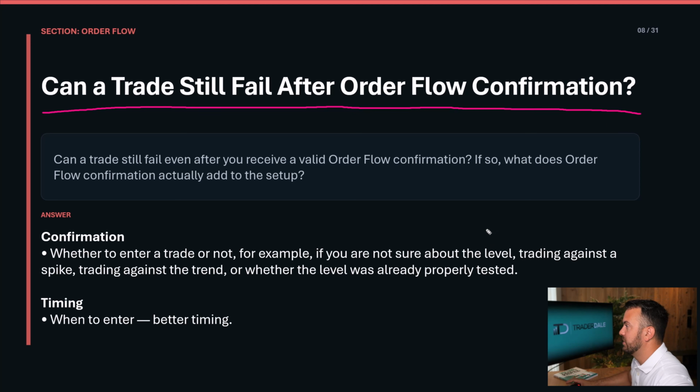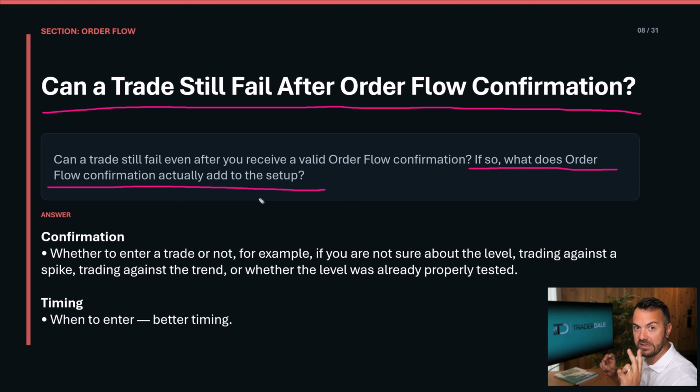Another part of the question is, if so, what does order flow confirmation actually add to the setup? And the order flow adds two things. First, the confirmation, and the second is the timing. The confirmation is useful for you to decide whether to enter a trade or not. For example, if you are not sure about the level, or if the market goes in a spike move, you are not sure whether to take it or whether to skip the trade.